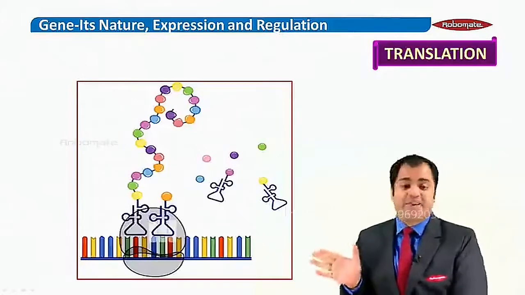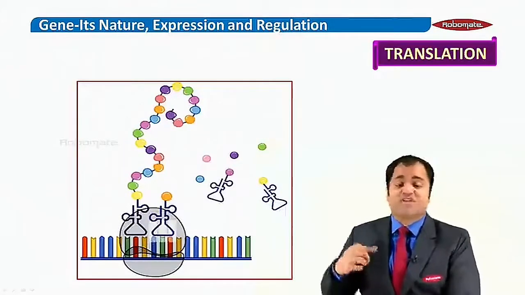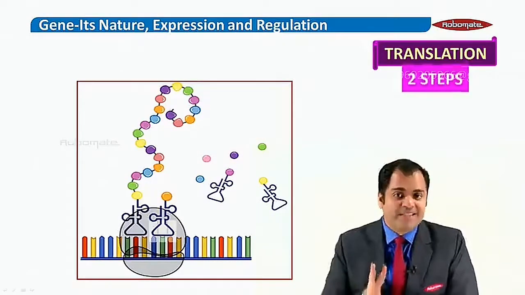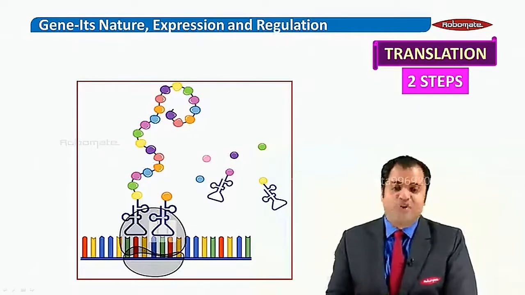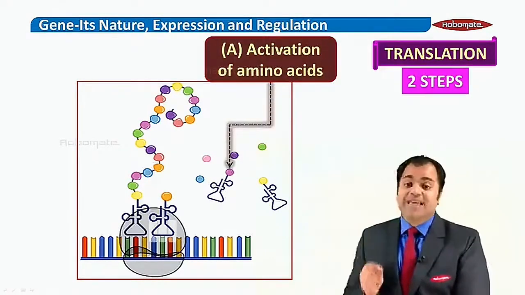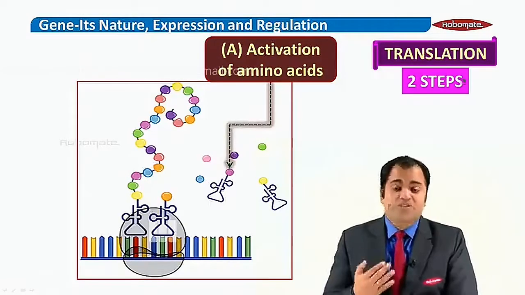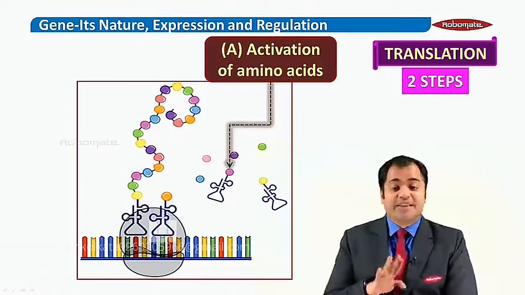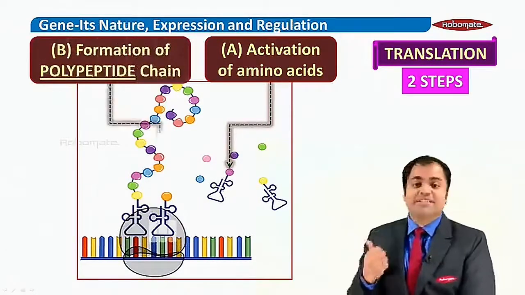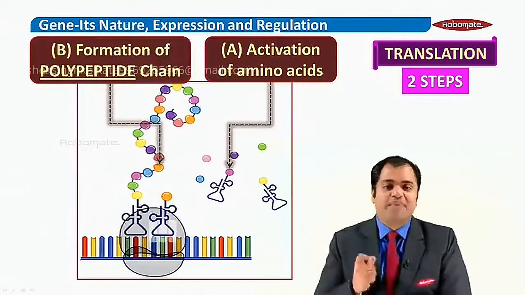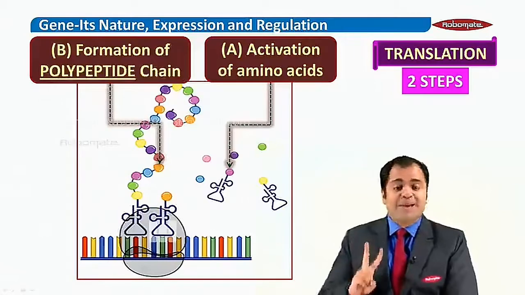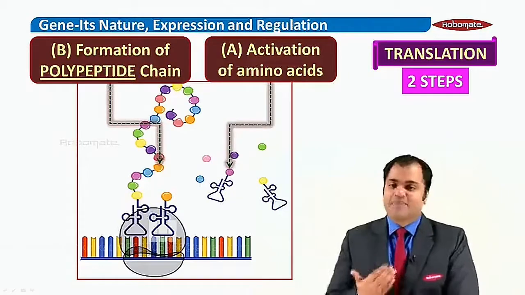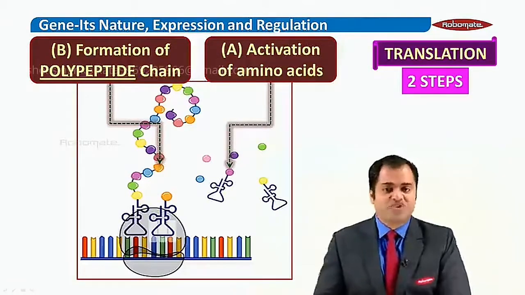I've just shown you one diagram where you can see the entire process of translation happening. But the main process of translation can be divided into two basic steps. The first step involves activation of amino acids. What we are doing here is adding the amino acid onto the tRNA. And the second step is bringing these amino acids together and synthesizing or forming the polypeptide chain. So these are the two basic steps of translation. Step 1 is activation of amino acid and step 2 is formation of the polypeptide chain.